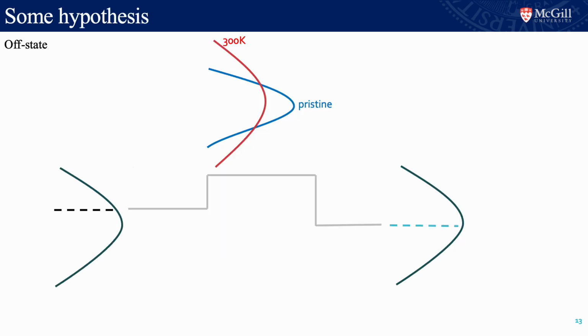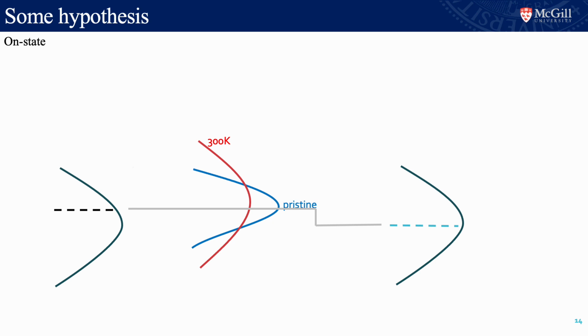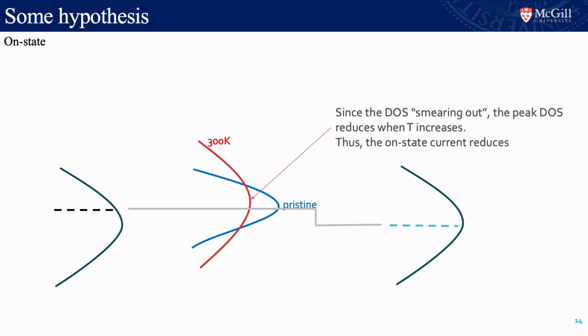Let me use a simple cartoon to illustrate this. In off-state, the little tail here helps increase the off-state current. In on-state, since the DOS is smearing out, the peak DOS reduces when the temperature increases. Thus, the on-state current reduces.